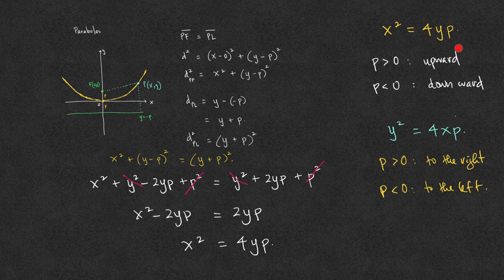x squared equals 4yp has a vertical axis, therefore y squared equals 4xp has a horizontal axis. The given point in the construction of this parabola is called the focus. The given line is called the directrix. And so given the focus and the directrix, we can construct the parabola this way.